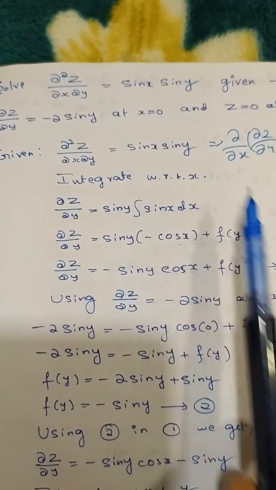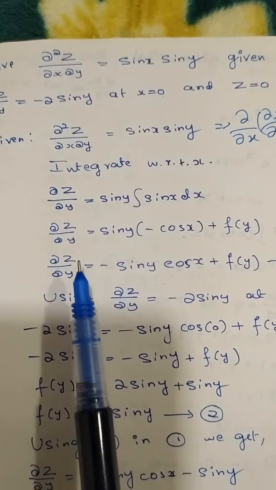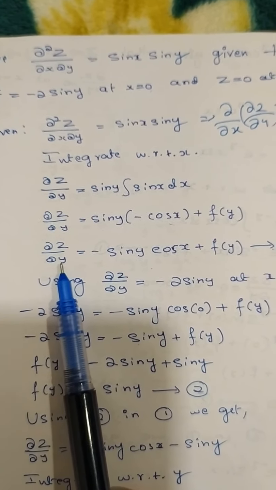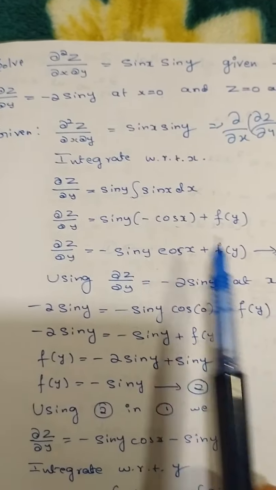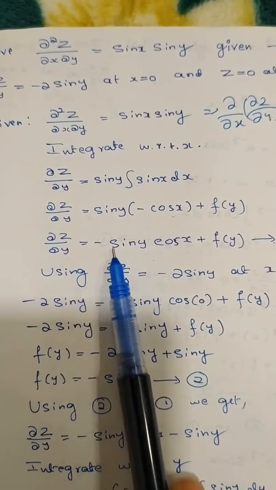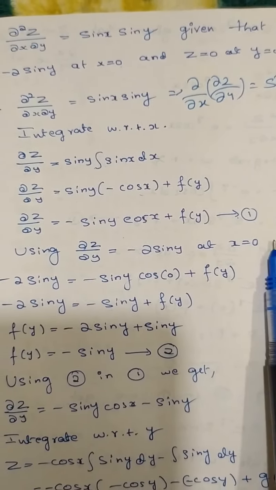Integrate with respect to x, and f of y is the integral constant. Next, on the left-hand side we have dou z by dou y. Now we can apply the first condition to find f of y. Okay, what is the first condition? Dou z by dou y is minus 2 sin y at x is equal to 0.